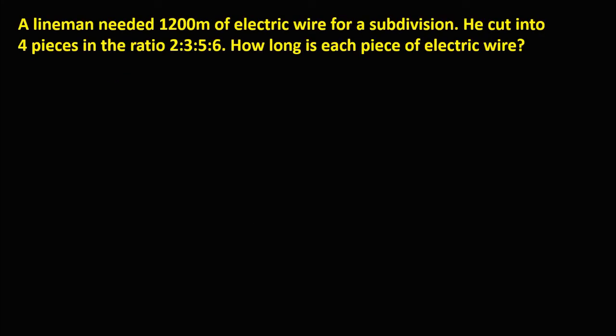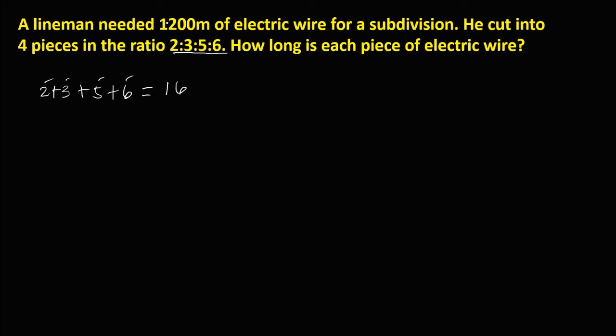Then this problem, a lineman needed 1,200 meters of electric wire for a subdivision. Then he cut it into 4 pieces in the ratio of 2:3:5:6. So how long is each piece of electric wire? First we need to add these ratios. So 2 plus 3 plus 5 plus 6. 2 plus 3, that's 5, plus 5, that's 10, then plus 6, this one is 16.